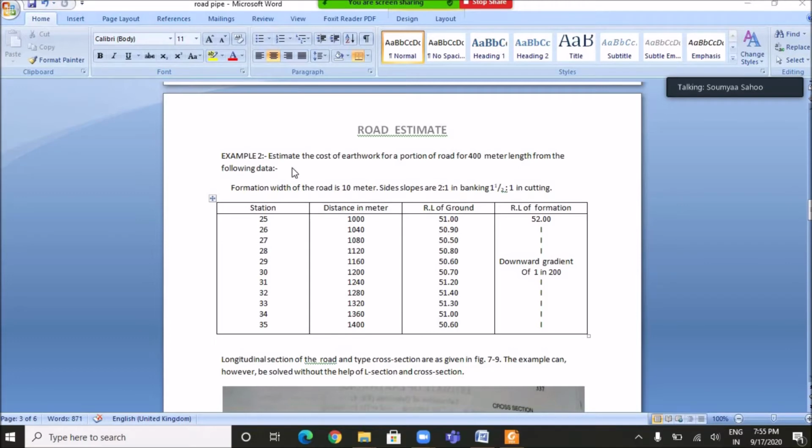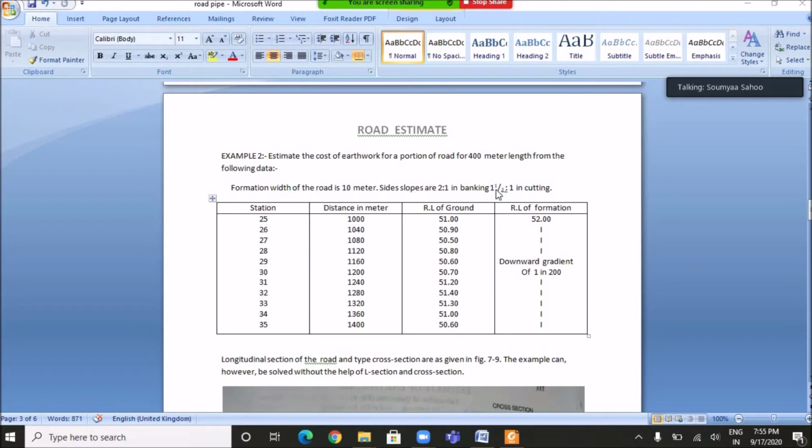Here the question says: estimate the cost of earthwork for a portion of road for 400 meter length from the following data. So the data are given here. The formation width of the road is 10 meter. Side slopes are 2:1 in banking, and 1.5:1 in cutting. Alright. So next, what data are given?